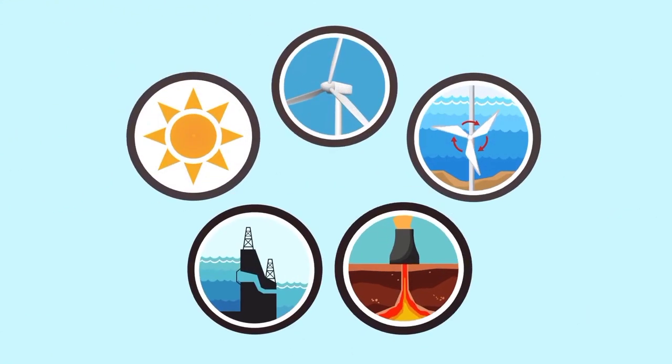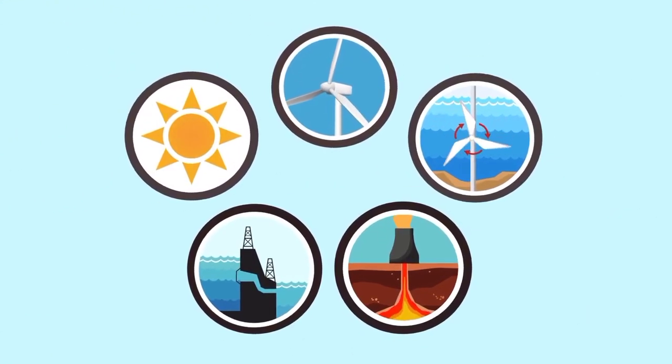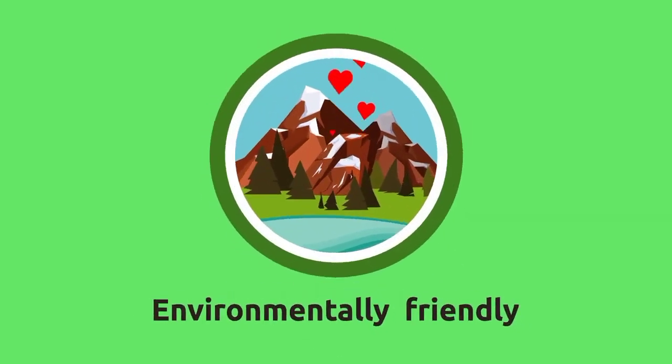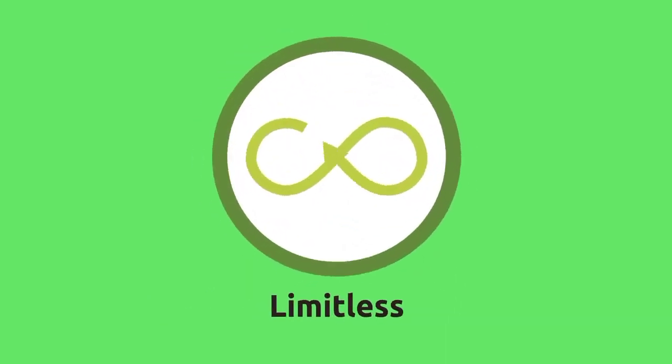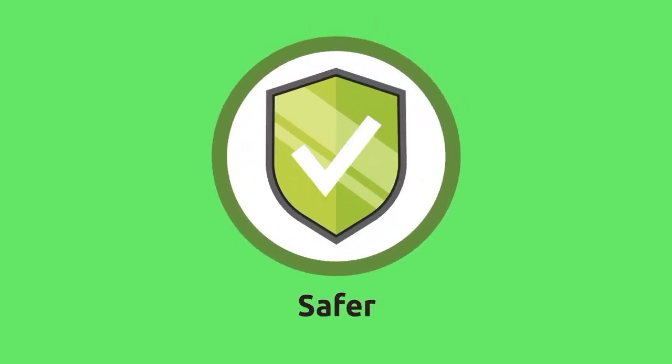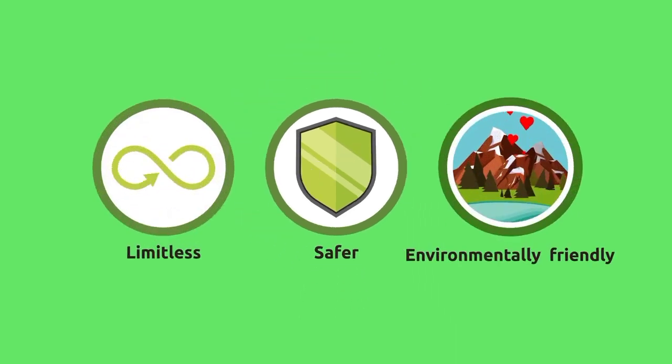Let's look at some of the main advantages of renewable energies. They are environmentally friendly because they don't emit CO2 or greenhouse effect gases. They are limitless because they are obtained from natural resources that don't run out and replenish naturally. They are safer for our health because they don't generate toxic residues harmful for people. There is no doubt that renewable energies have many advantages, but there are disadvantages as well.